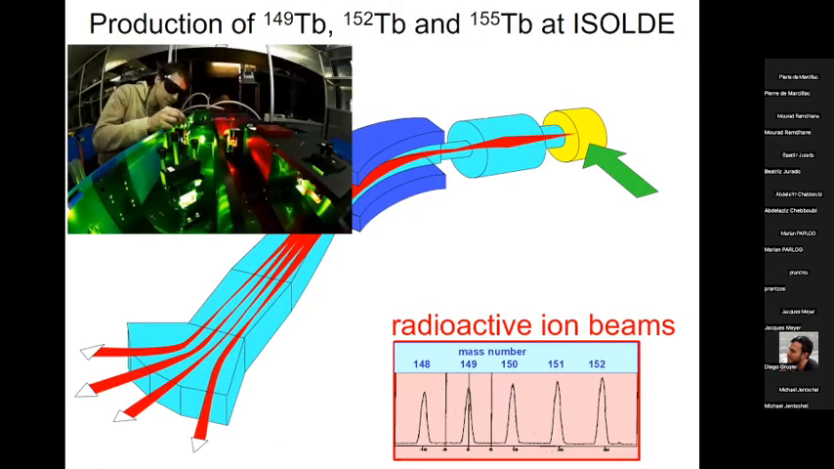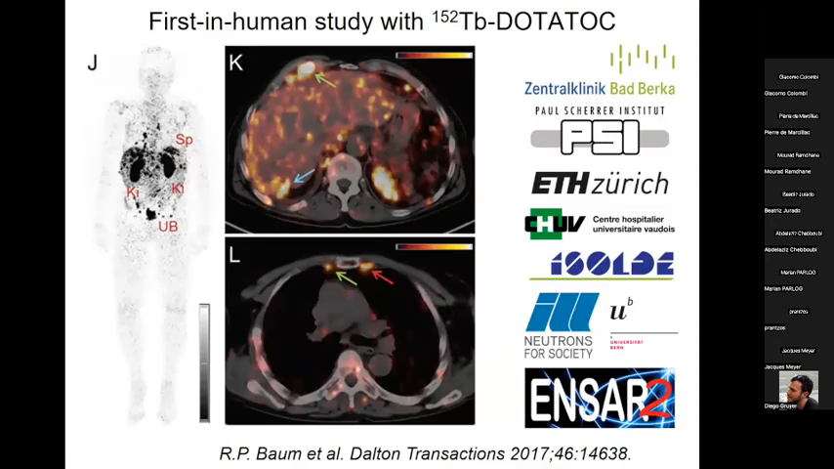Now it's a mess. You have many isotopes, so you must separate the mass to define the mass, and you use a laser ionization to define the element, and the combination of both gives you reasonably clean beams, which after some chemical post-purification can be injected into patients. This is the first clinical use of terbium-152 produced at Isolde, which was used for imaging of a patient in Bad Berka.